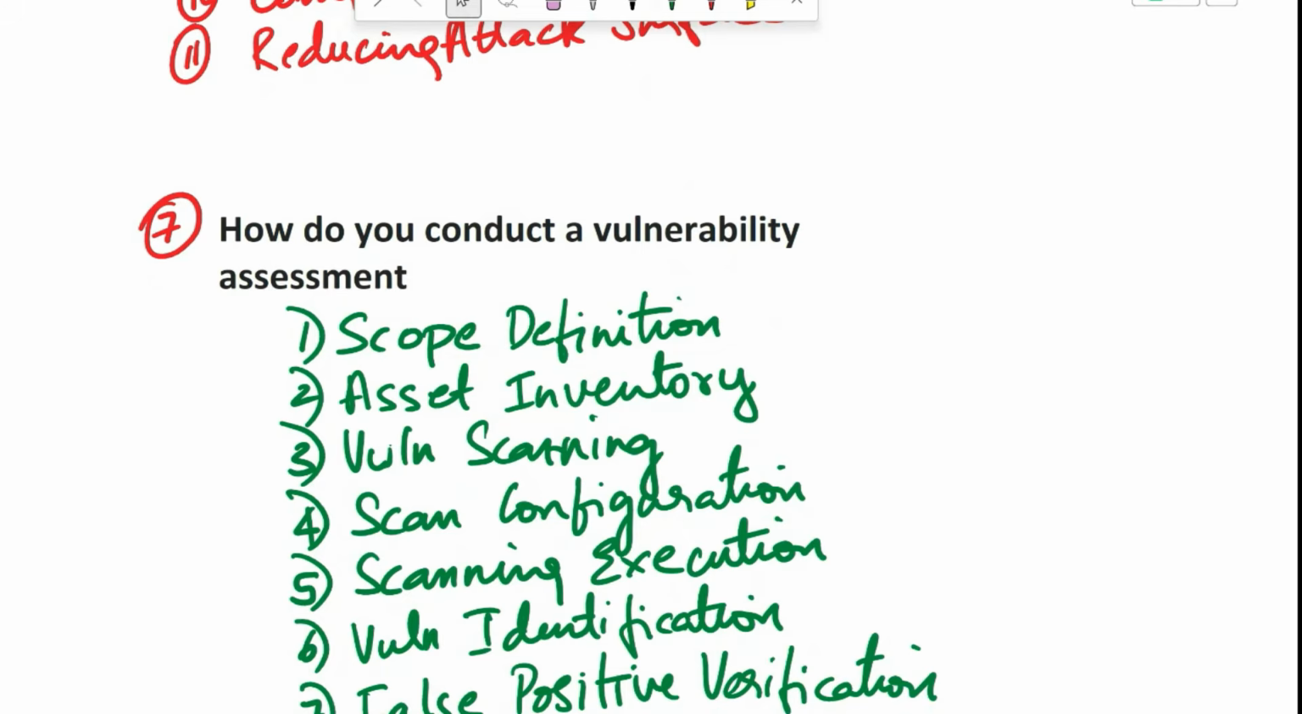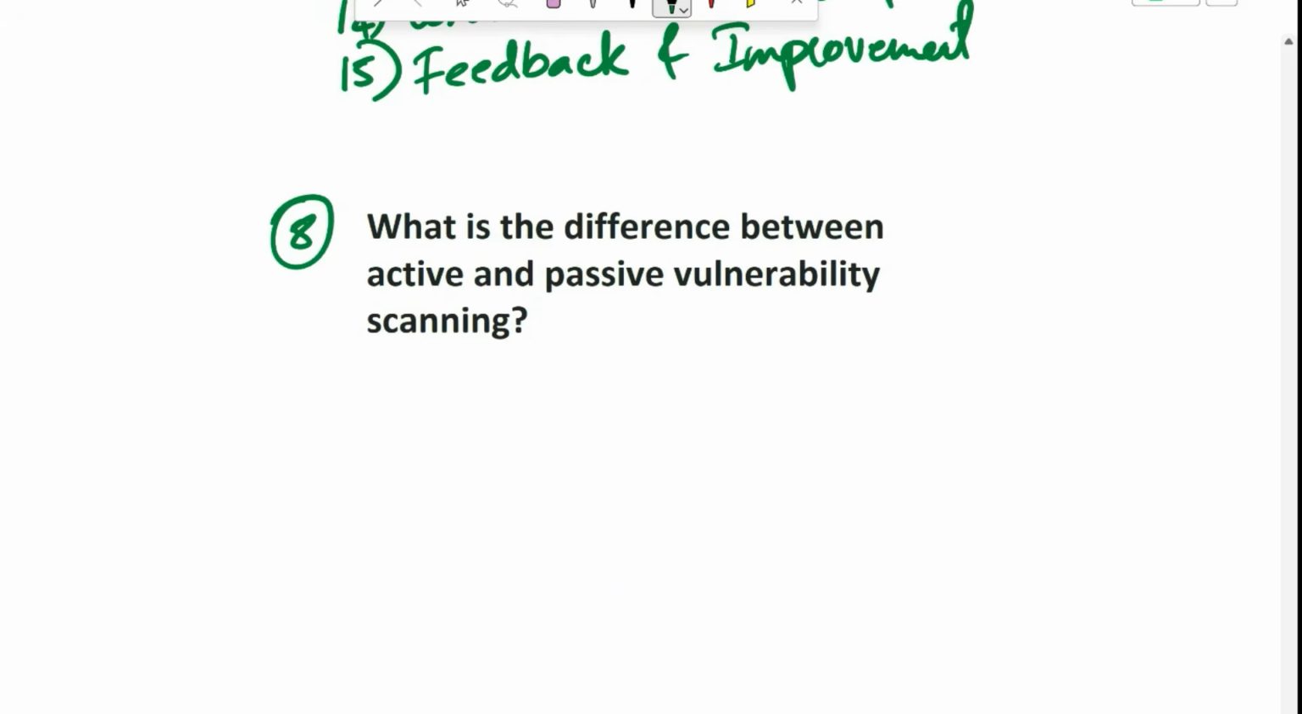Let's move on to the next question now. What is the difference between active and passive vulnerability scanning? Active and passive vulnerability scanning are two different approaches to identifying security vulnerabilities within an organization's systems and network infrastructure. Each approach has its own benefits and considerations.